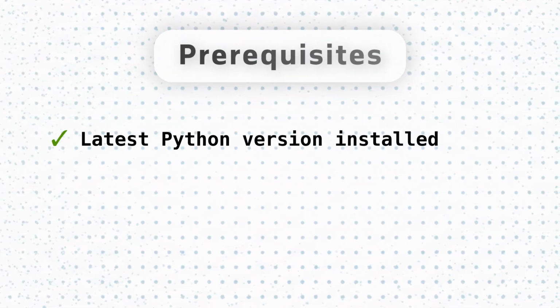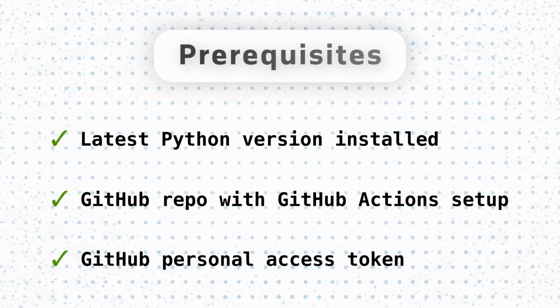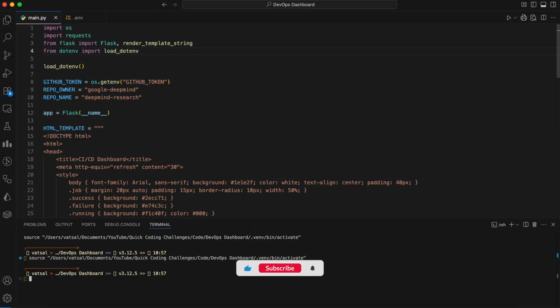Before we start, these are the prerequisites if you are coding along. Latest Python version installed. GitHub repo with GitHub Actions setup. GitHub Personal Access Token for authenticated API access. First off, install required libraries.